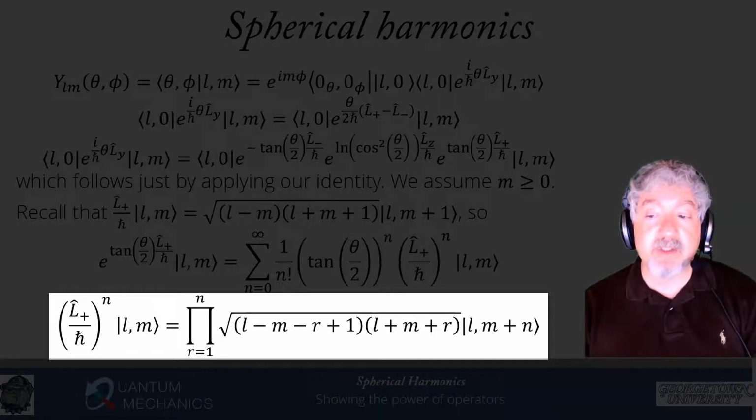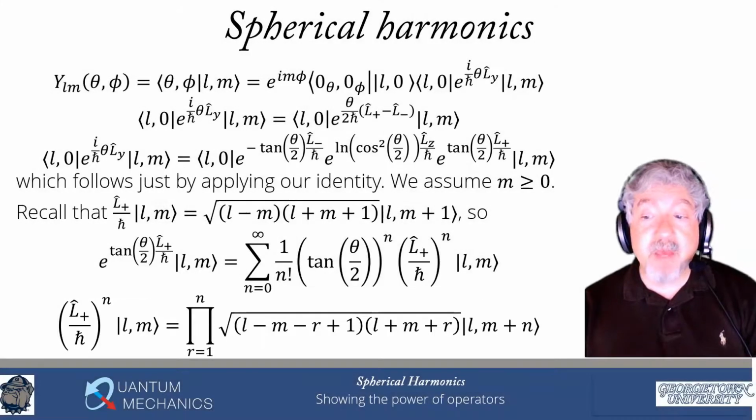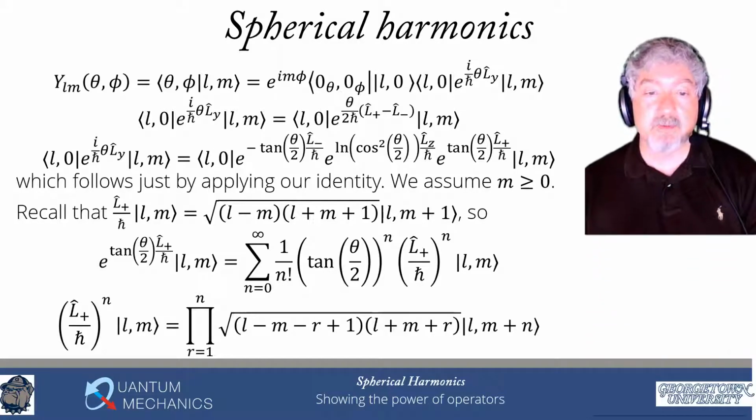The next case, it's m plus 2. The next case, it's m plus 3. So generically, I'll write it as m plus r. And I'll take the product of those square roots running from r equals 1 all the way out to n. And I'll have a state that is L comma m plus n, because I acted on this n times. And of course, if m plus n is bigger than L, then the whole thing is equal to 0. And so I don't need to keep my bookkeeping anymore.